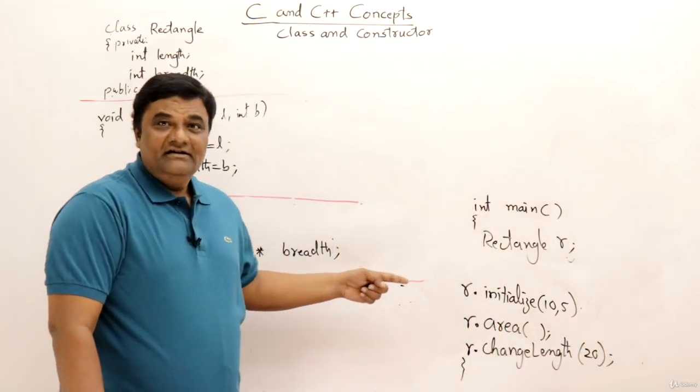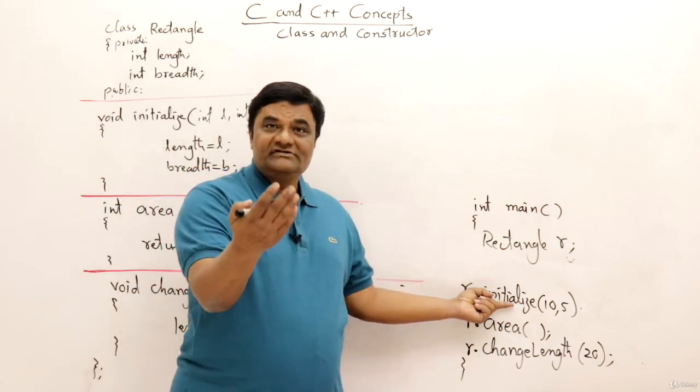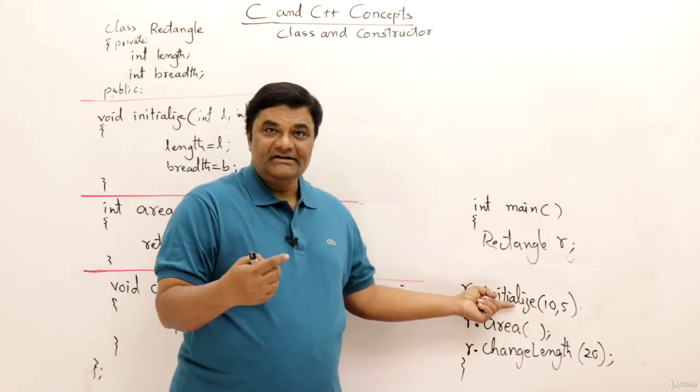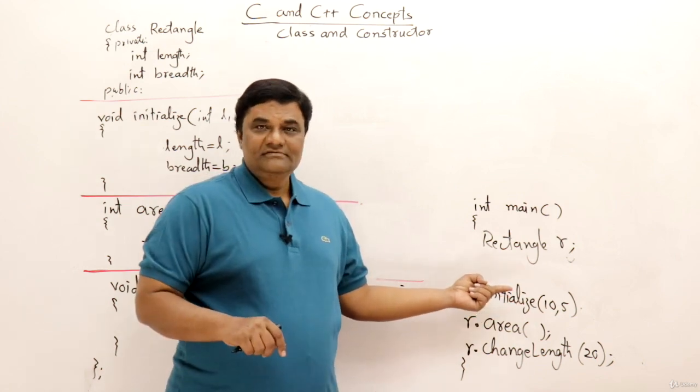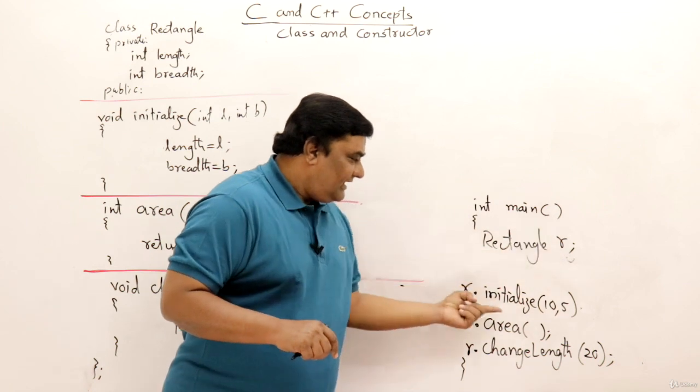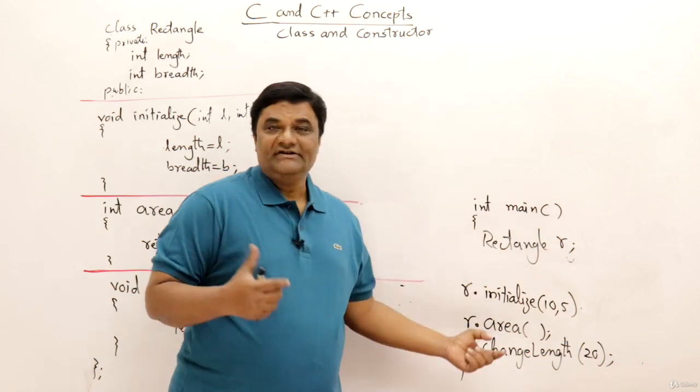Now you can see that earlier initialize function was taking rectangle as parameter. Now initialize function itself is a part of rectangle now. So this is an object and these are the functions, member functions of that object.